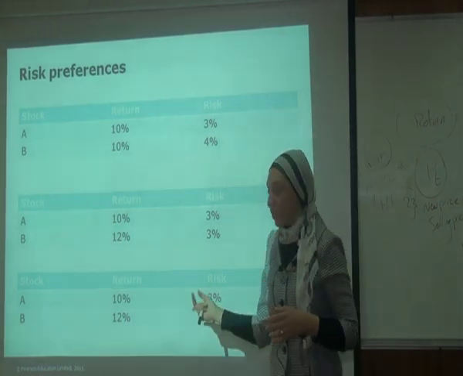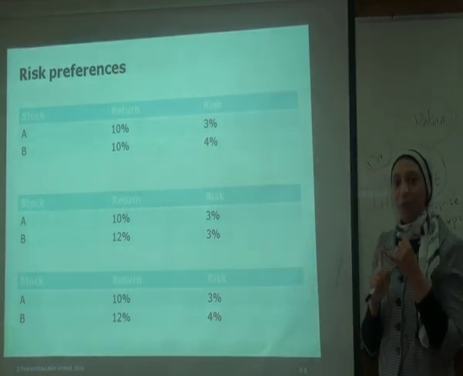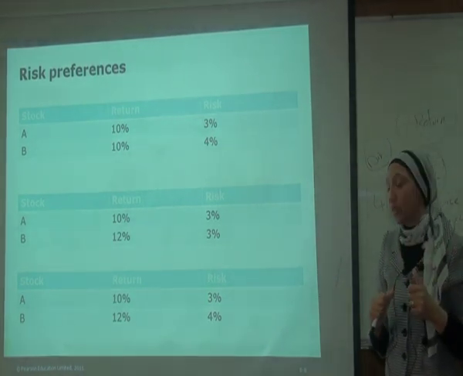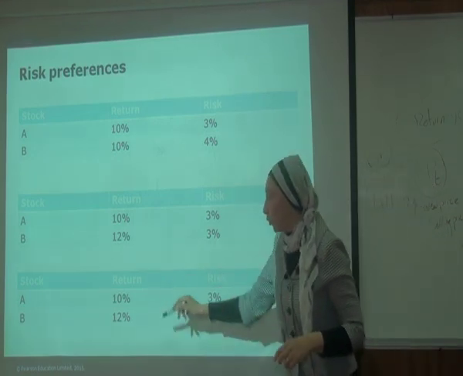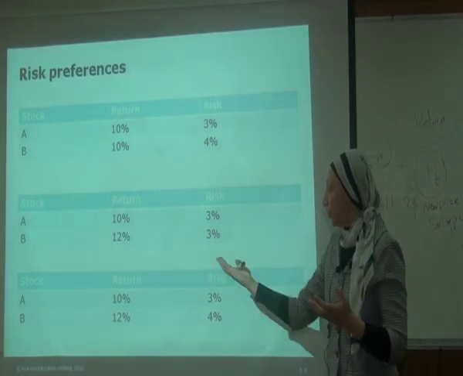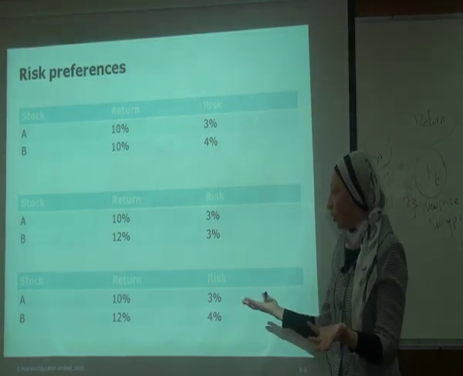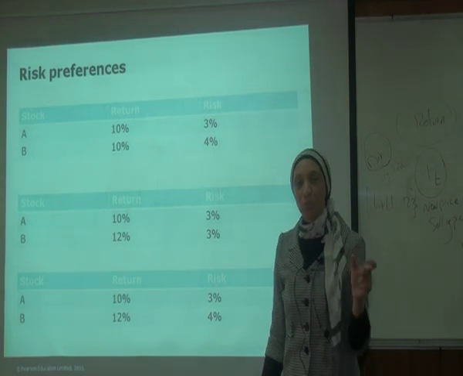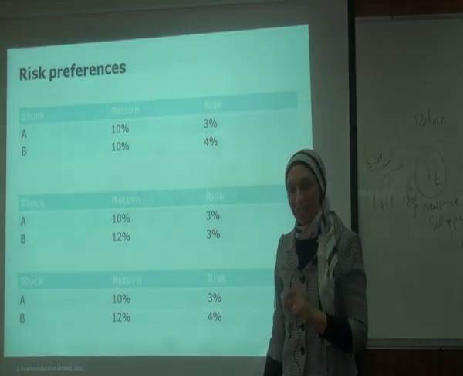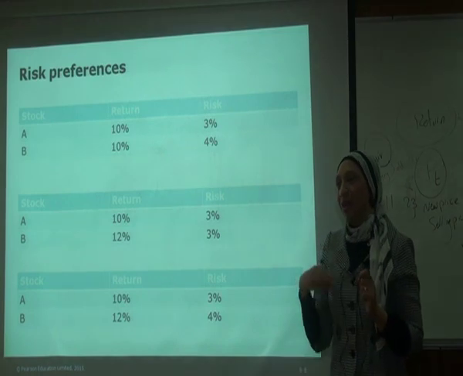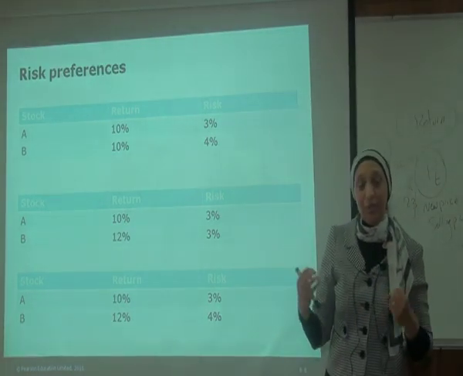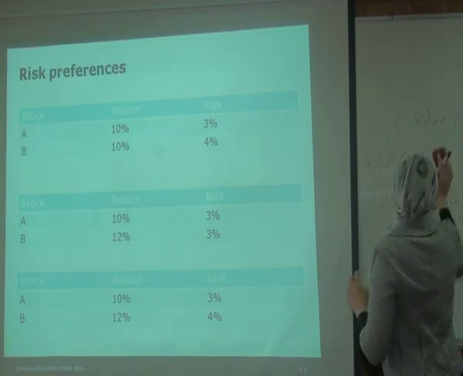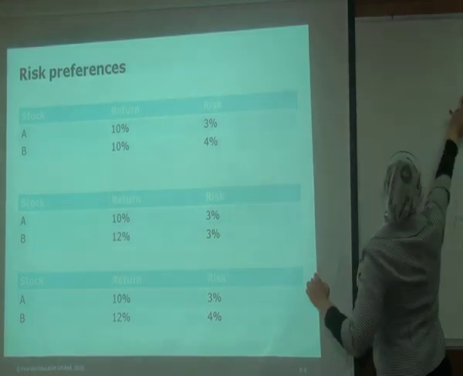Okay, look at this third example. We have different returns and different risks. How to determine? I have different return and different risk, and I don't know as risk averse how to select the stock. In order to determine which stock to be selected, the stock that provide me with highest return with acceptable risk, we need to calculate the coefficient of variation.